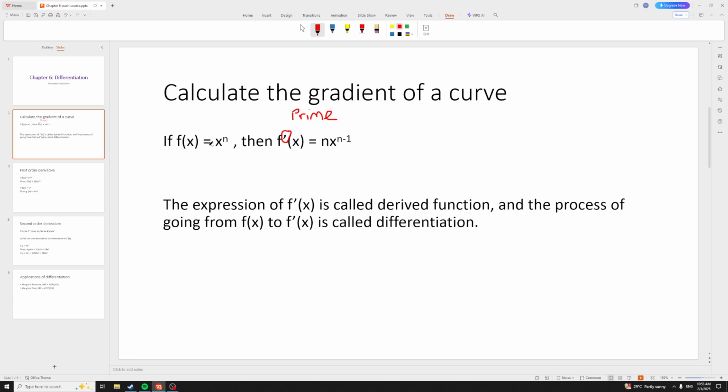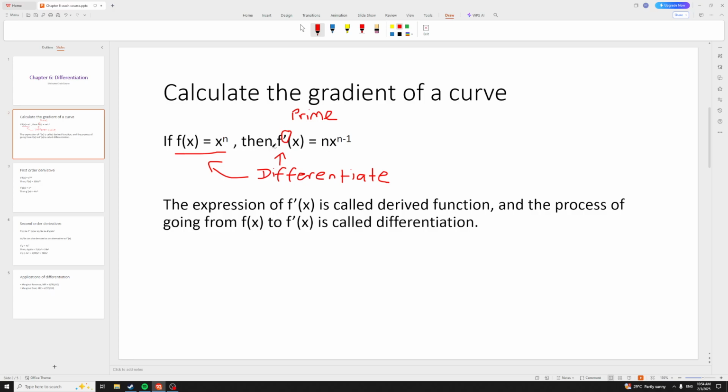For example, if f(x) equals x to the power n, and it asks us to differentiate. Whenever you have this sign, usually the question will ask you to differentiate, hence the chapter name, differentiation. So if it asks you to differentiate this, you put an f apostrophe and then x. Then we apply the formula.